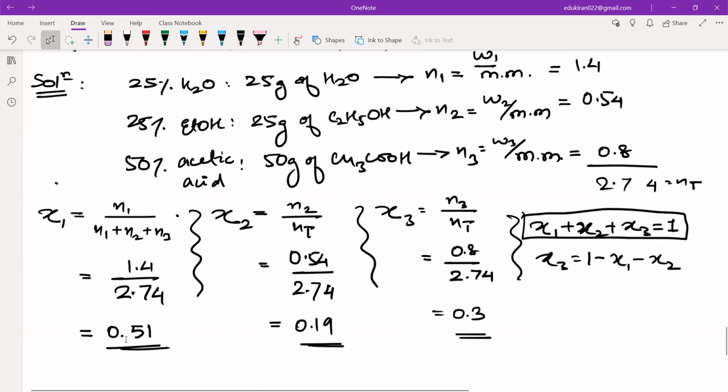Everyone is done? Yes or no? Yes, sir. No doubt till here? Okay. So these are the important questions in concentration terms. You can get similar types of questions also, and in those you have to apply the same concepts. For example, I will show you a few questions.